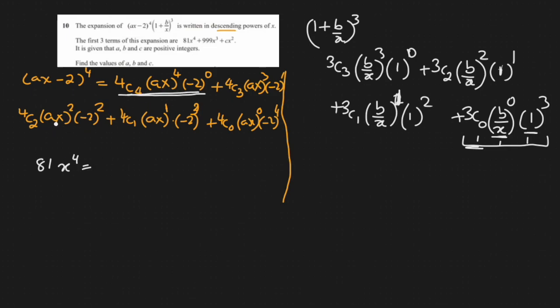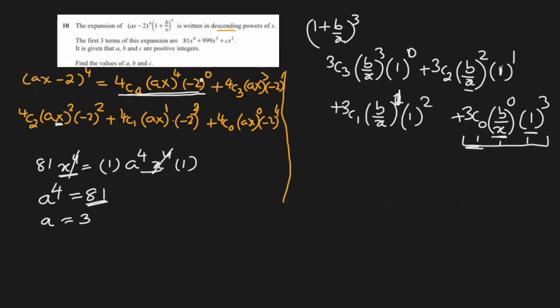There is an x squared here, and there is an x squared here also, but it is in the denominator, right? So they will cancel out. They will not be the same. So there is no x squared in this. So I will equate 81x to the power 4 to this one only, which is 4C4, which is 1, a to the power 4, x to the power 4, and minus 2 to the power 0 is 1. So a to the power 4 is equal to 81, because x to the power 4 cancels out, and a comes out to be the fourth root of 81, which is 3.